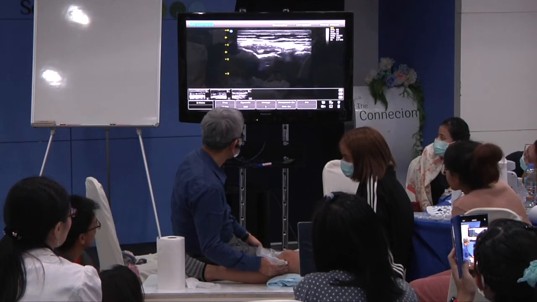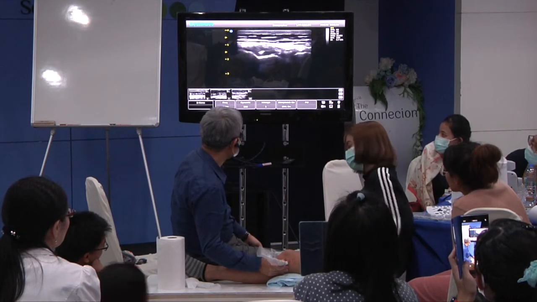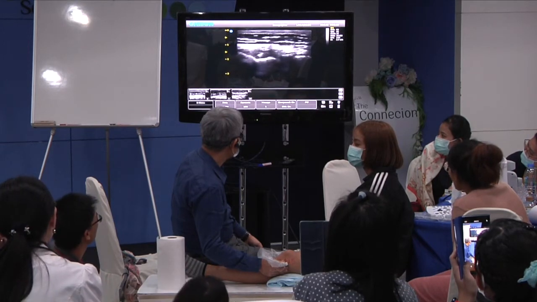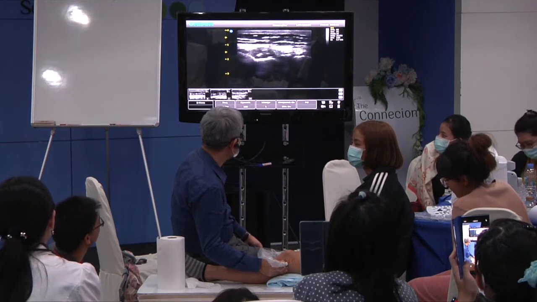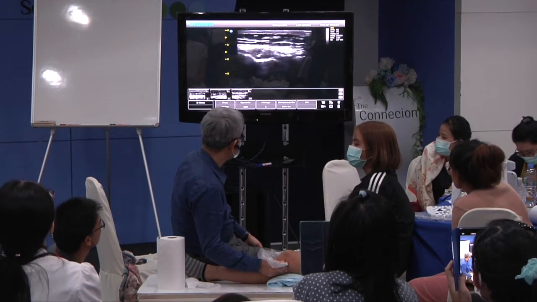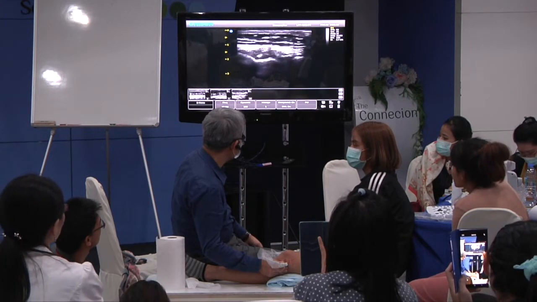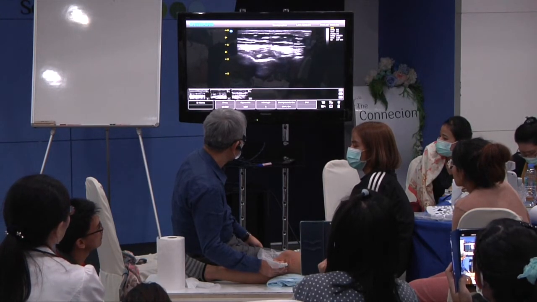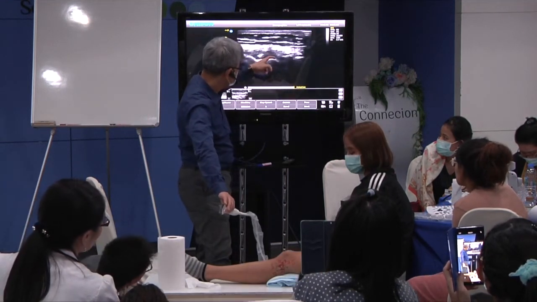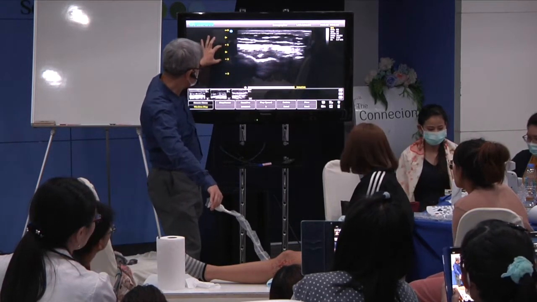Find the two-leg structures. Now I'm using deeper depths, but I still put the range of observation within the focal zone, right? So that gives me a better image quality. Please press the freeze for me. Okay. Again, LCL, head of the LCL, focal zone.